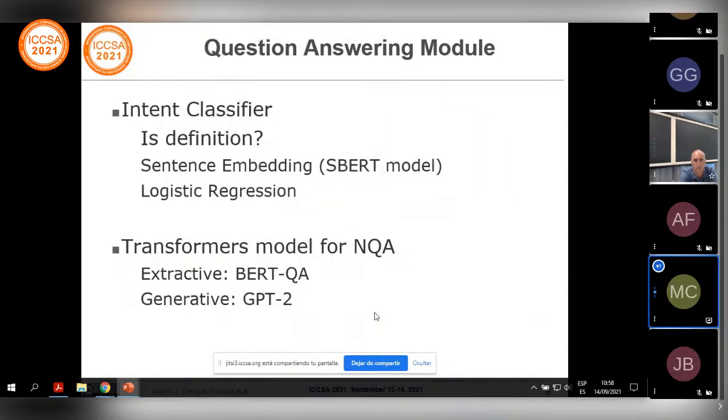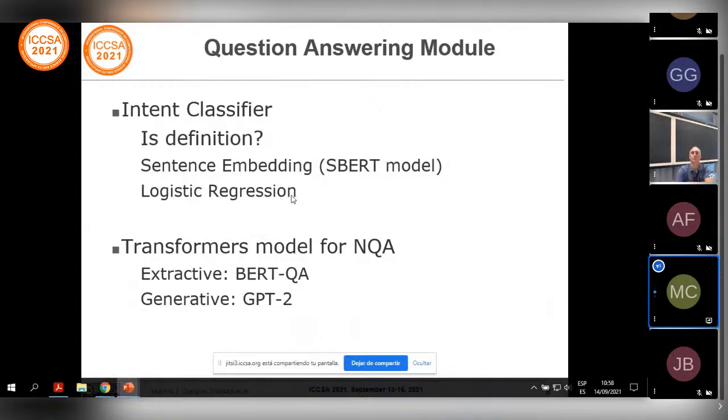To go into more detail, our intent classifier model was trained with an online database that had 150 different classes. However, we made it binary classification since we only care about whether or not it was a definition. For the representation of the questions, we use sentence embedding, which is a version of word embedding, but for sentences. For this, we use the SBERT model. After having this representation, we train a basic logistic regression.